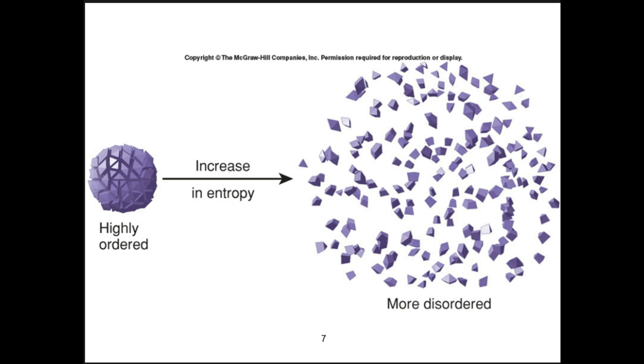A common everyday example would be a room in your house. When the room in your house or your bedroom, for example, is highly ordered, there is a decrease in entropy and an increase in energy.